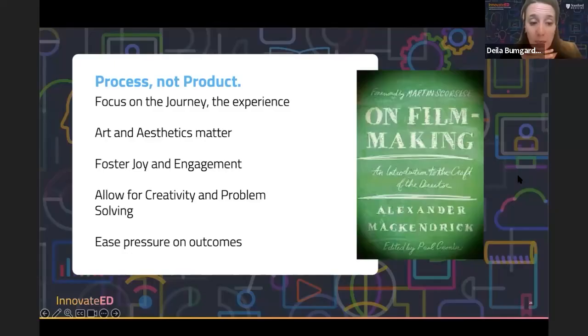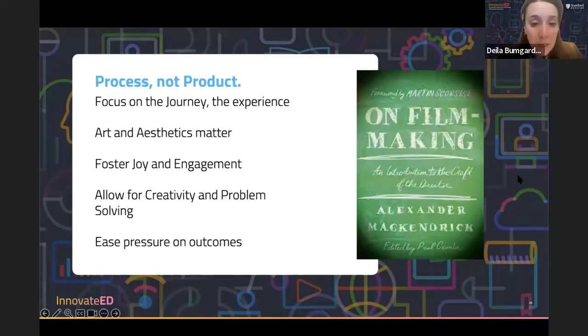So I was a film major for my undergraduate studies at San Jose State, and one of the texts that we read that really resonated with me was called On Filmmaking by Alexander McKendrick, who taught at the Cal Academy of Arts. And his focus on the early stages of filmmaking, or his advice to early filmmakers, was to focus on process and not the product. Don't get bogged down thinking about your final film. Really engage with the process of making the film. Focus on your journey.